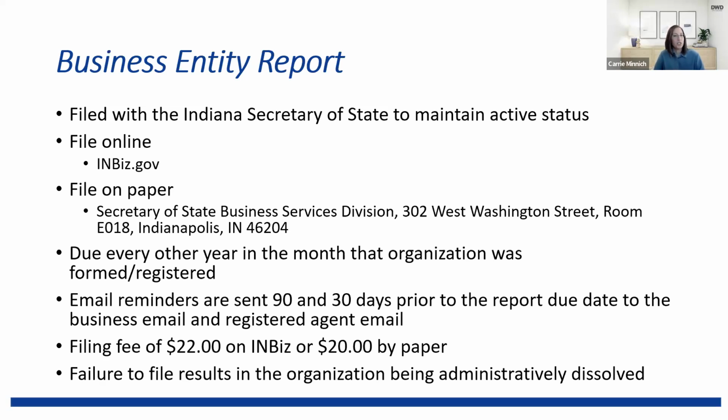If that has changed, you might want to make sure you update it when you file this, to make sure it's going to the correct person. You can also go on the Indiana Secretary of State's website under the business entity search and look up your organization, and you can see who they have as the contact person. You can also see when your next business entity report is due. There's a small fee. You can file it either by InBiz or paper. InBiz is the online electronic state system. I would highly recommend that you file electronically to make sure they get it and that it's filed timely.